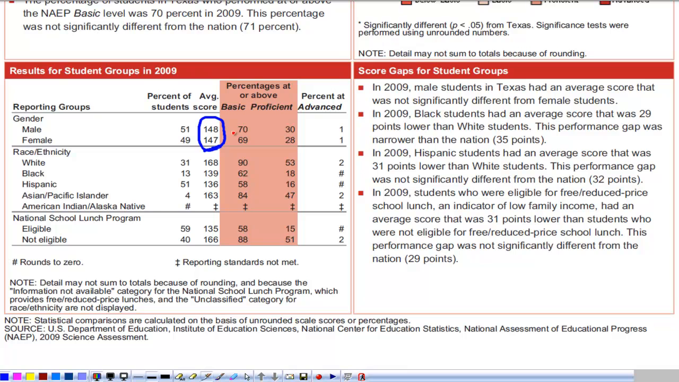Okay, and it doesn't comment on these. It doesn't comment on these. My guess is that it would have commented on them if there was a significant difference between them.